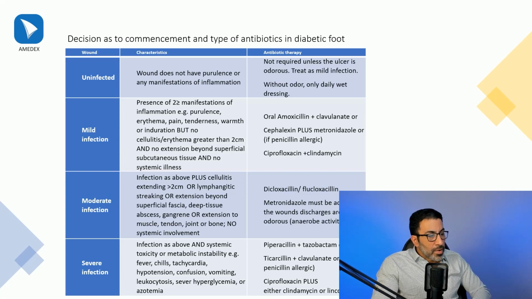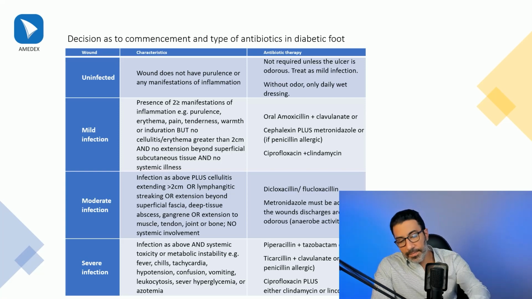For severe infection, what we do, we prescribe piperacillin plus tazobactam or ticarcillin plus clavulanate if the patient is penicillin allergic. Now, another option is ciprofloxacin plus either clindamycin or lincomycin. Okay? Just learn this table by heart. Know the definitions of each category of the wounds, know the characteristics, and know what choice of antibiotics we have for every category. Right?